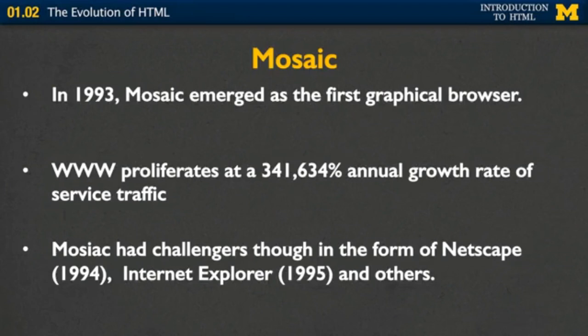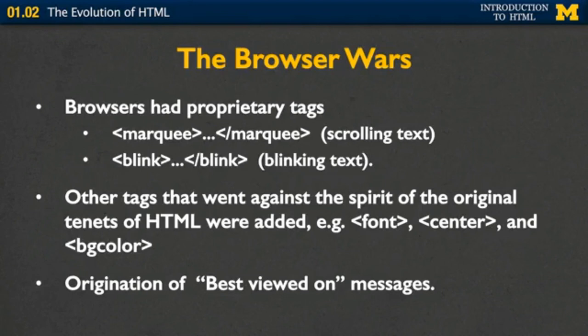Mosaic had challengers, though, in the form of Netscape, Internet Explorer, and other browsers. This was the start of what we call the browser wars. Each of these browsers decided that they wanted to create these proprietary tags that would only work on their browser. Some of the examples were marquee, where you could have scrolling text, or blink, which would only work on some of the browsers and not others.